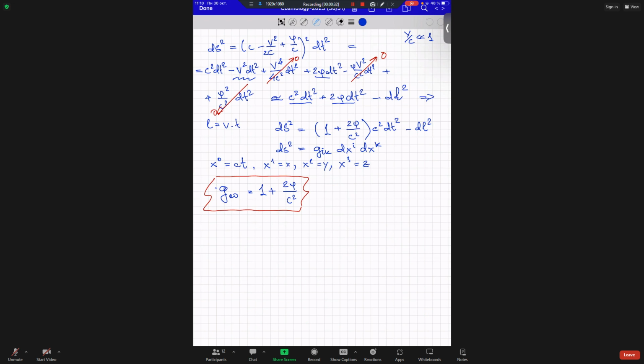So what we did in the previous lecture, we obtained the expression of the metric tensor.